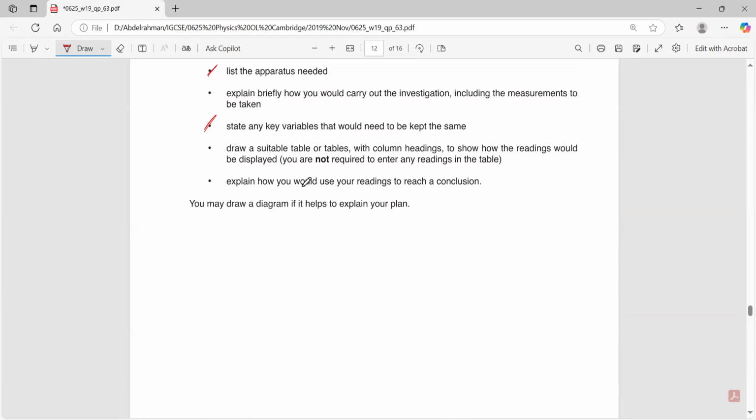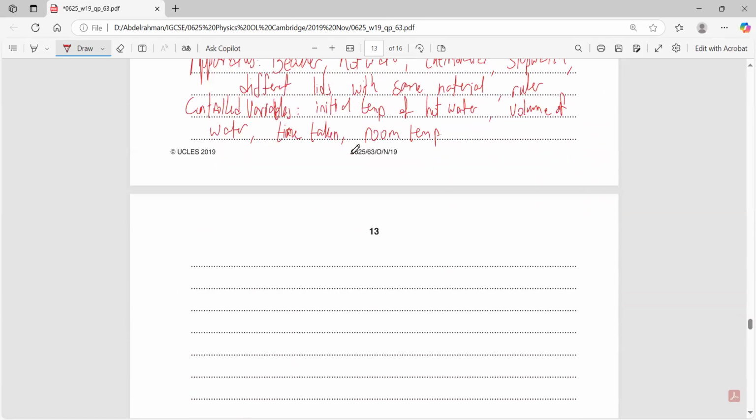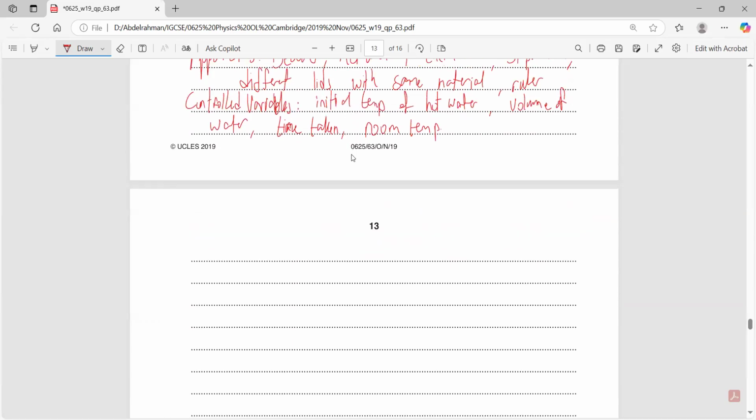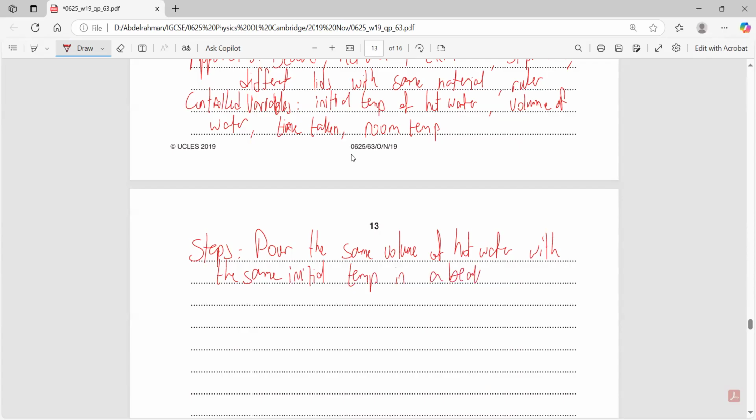Key variables. How will I carry out the experiment? Drawing a table. You may draw a diagram if you want. I don't really care about drawing a diagram. What are the steps taken? Pour the same volume of hot water with the same initial temperature in a beaker. Cover it with a lid.